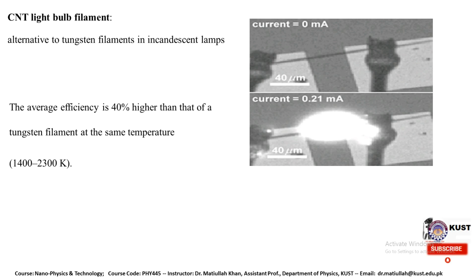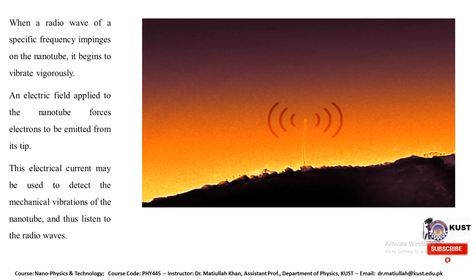Just like we have the carbon nanotube light bulb filament, which is an alternative to tungsten filaments in incandescent lamps. So the average efficiency is 40% higher than that of the tungsten filament at the same temperatures. So it can improve its property with low cost.